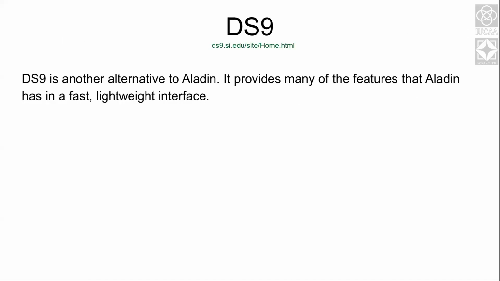DS9 is another popular piece of software. It's an alternative to Aladdin. It's a tool for looking at images. It provides many of the features that Aladdin provides. It has a fast, lightweight interface. It is also nicely integrated with the virtual observatory. And again, using SAMP, you can communicate with Topcat. So you can send a catalog from Topcat to DS9 and so on.